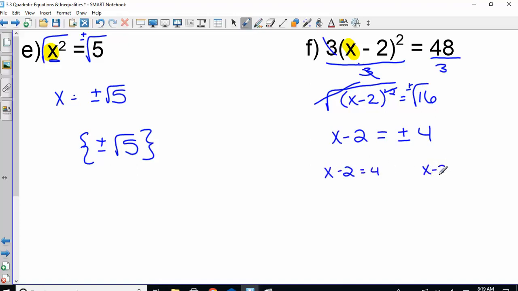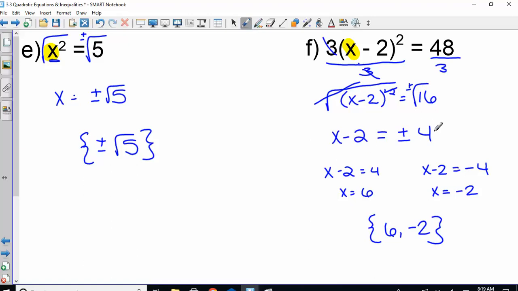x minus 2 could equal positive 4, or x minus 2 could equal negative 4. So what would I need to do now? Two cases. Add over the 2, so we get 6 and negative 2. Make sure you notice how I separated those before I added my 2 over.